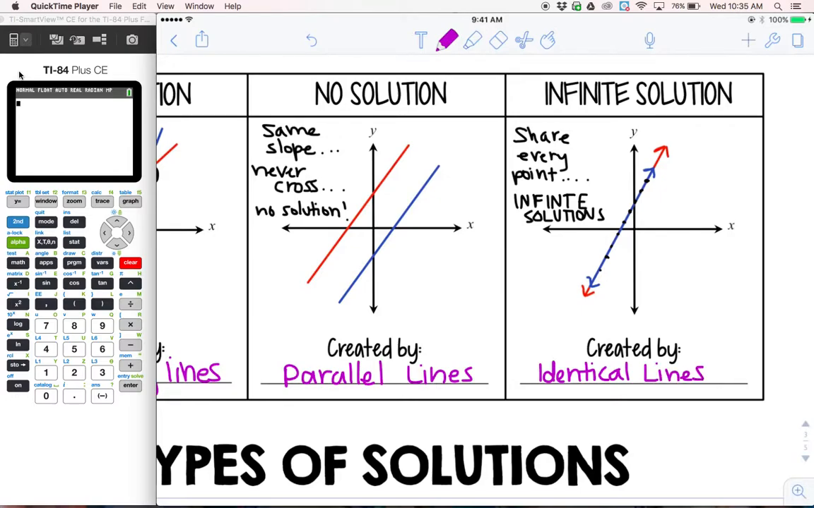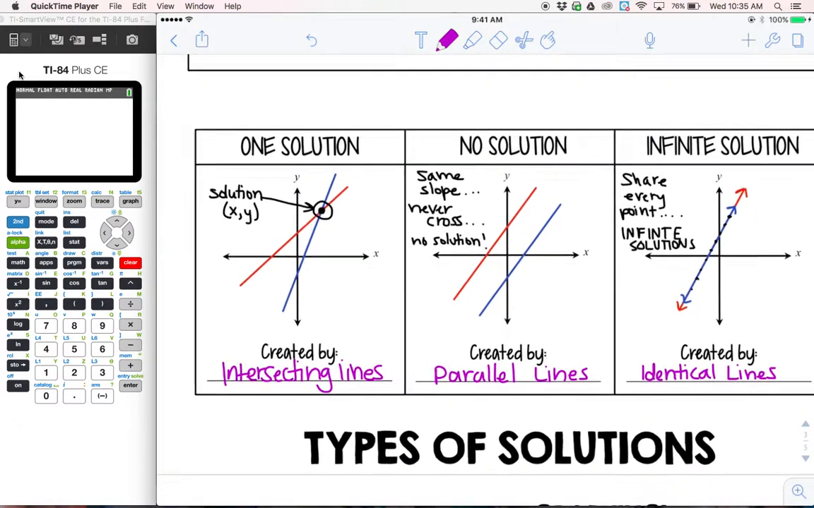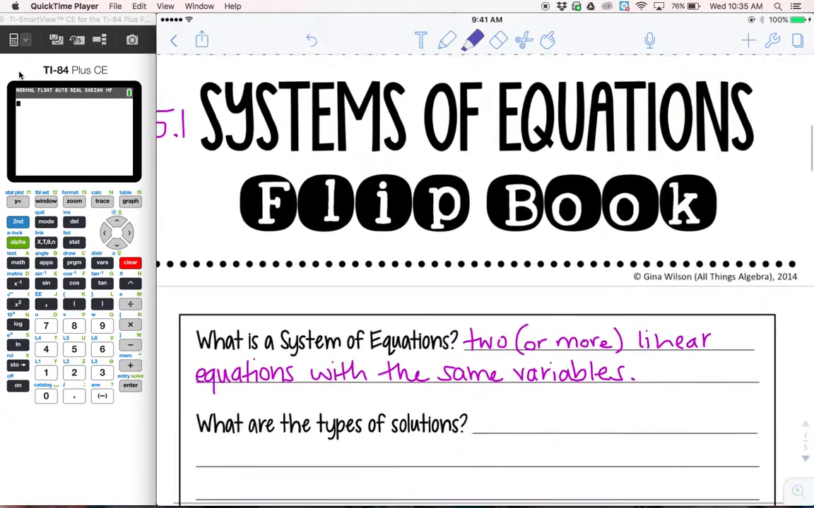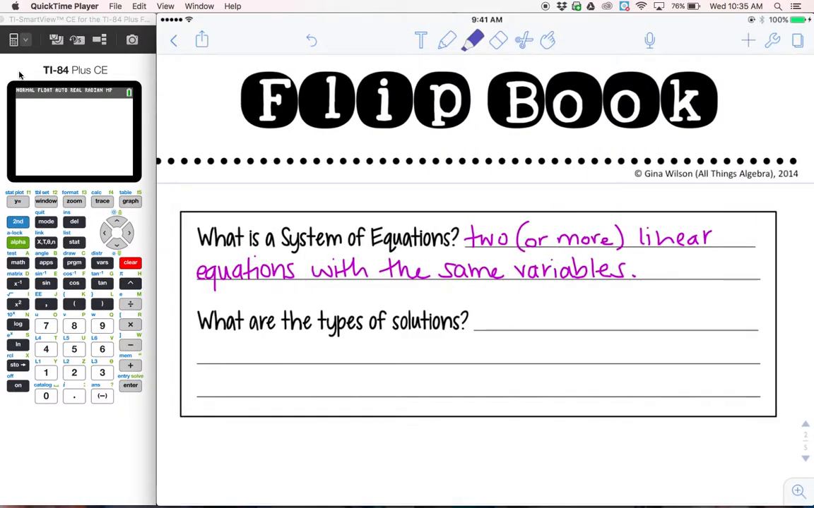All right, and those are all of our possible situations. If we have a system, they either cross, or they don't cross, or they're exactly the same. So either one solution, no solutions, or infinite solutions. All right, so let's summarize what we just talked about today, just as an intro to systems of equations. And we're going to say, what are the types of solutions? We're going to say one solution.